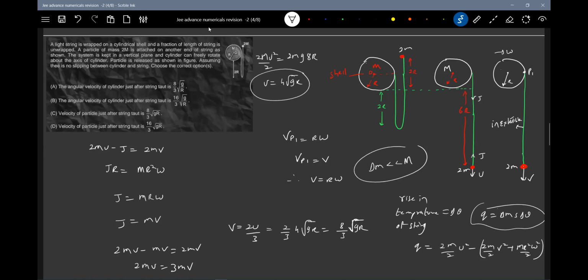So we can neglect it during the calculation of the initial part. Later on, I'll bring it into the picture. S means here the specific heat of the string.